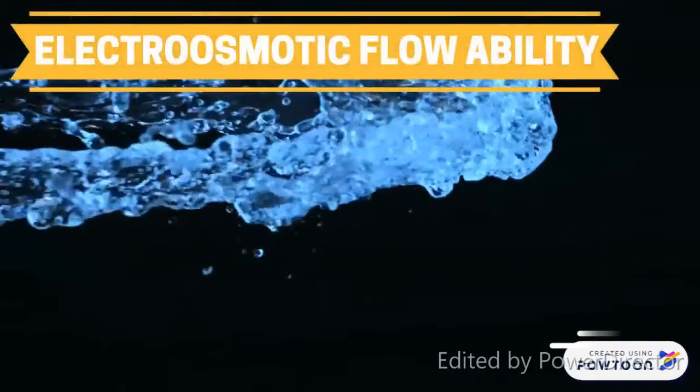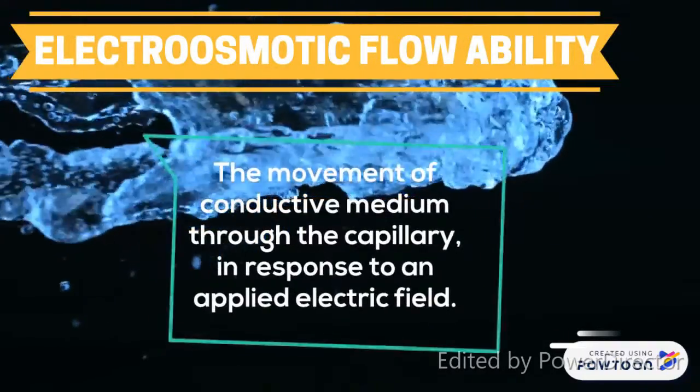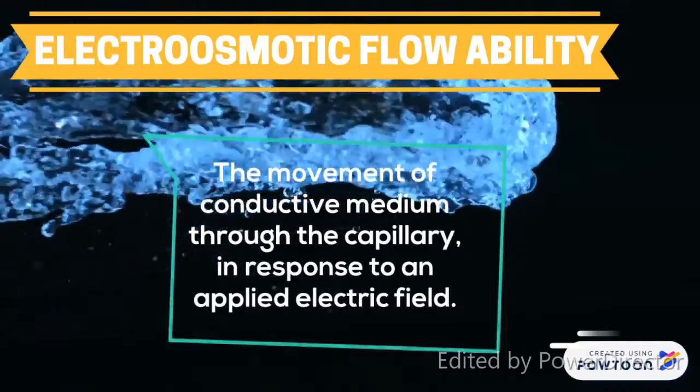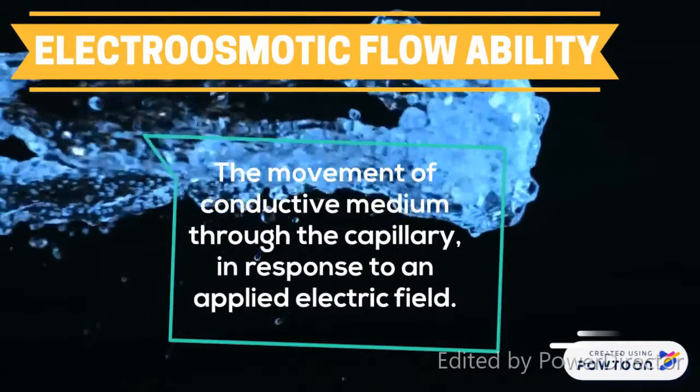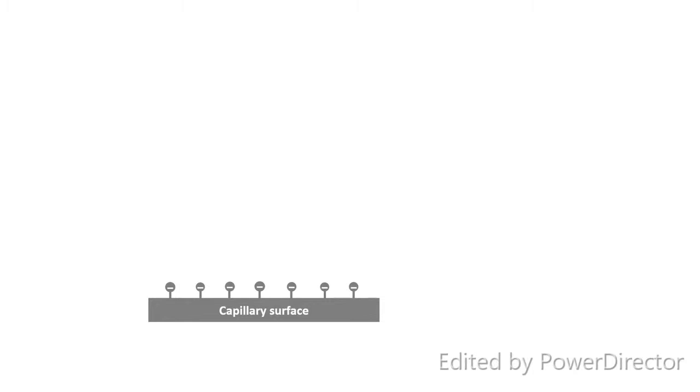Second is electroosmotic flow mobility. It is the movement of conductive medium through the capillary in response to an applied electric field. Because of the deprotonation of the silanol groups on the silica surface, the capillary surface is basically negatively charged. The negatively charged surface will attract the positively charged cations from the buffer solution, forming a layer of tightly adsorbed cations, which is called the fixed layer on the silica surface.